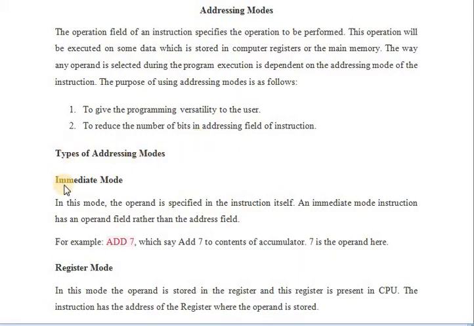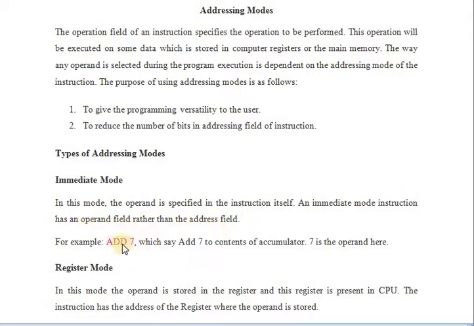First we will see the immediate mode. In this mode, the operand is specified in the instruction itself. The operand means that is A to Z. An immediate mode instruction has an operand field rather than the address field. So immediate mode is one of the addressing modes. It has an operand field instead of having the address field.